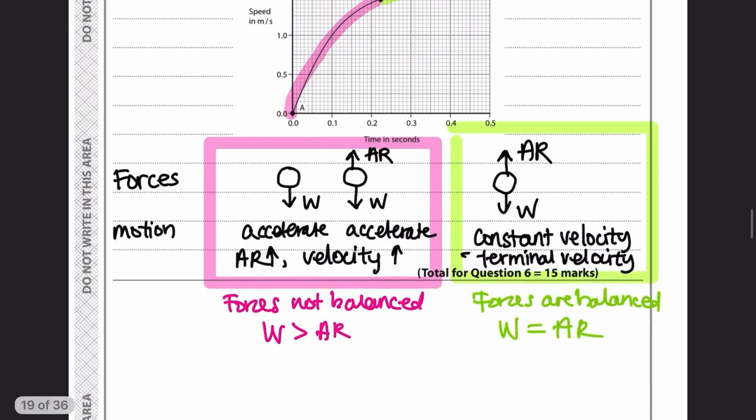One more point here is that when the forces are balanced, this is called no resultant force. It means there's no overall force acting on it because it's canceled out, right? The upward air resistance is canceled out by the downward weight.